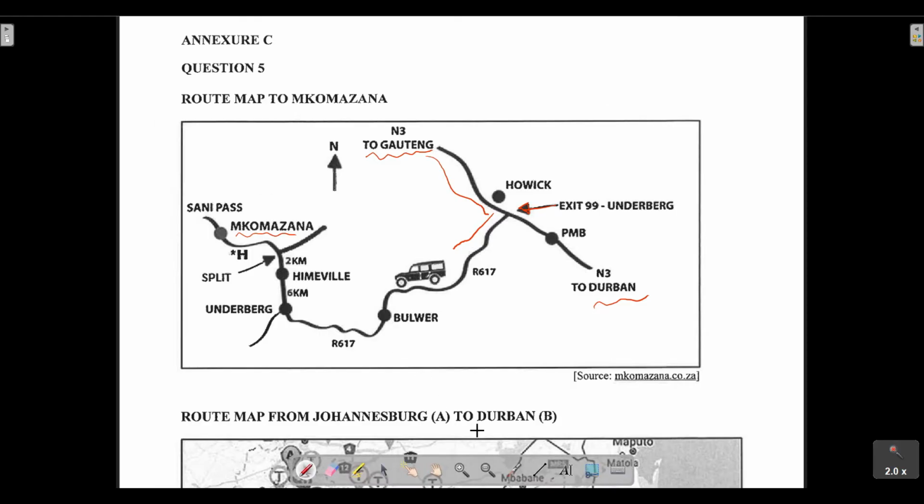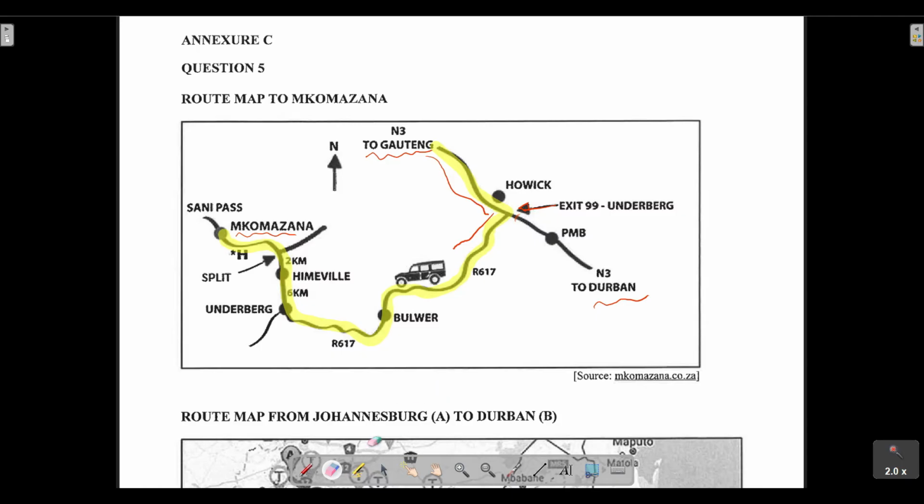Okay, so I'm going to just repeat that. They're traveling from Gauteng to Nkomazana. They're driving on the N3. Then, after Howick, they exit onto the R617 and they continue to drive along this route up until they get to Nkomazana. So they don't continue on the N3 and go all the way to Durban. They exit on 99, which is Underberg, and they go on to Nkomazana. Please take note of that. That is a very, very important point.